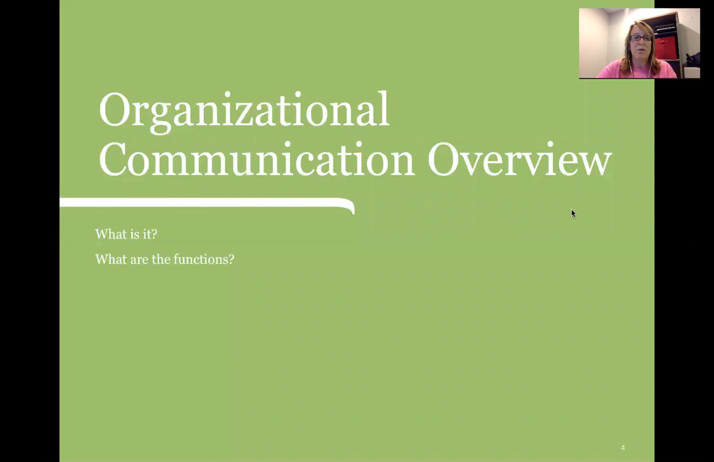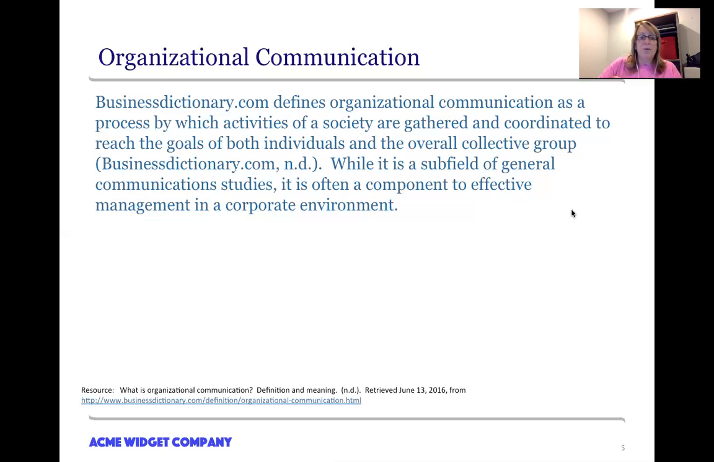So what is it and what are the functions? Business Dictionary defines organizational communication as a process of activities that a society goes through to gather and coordinate and reach goals of both individuals and the overall collective group. While it is a subfield of general communications, it's often a larger component to effective management in a corporate environment.